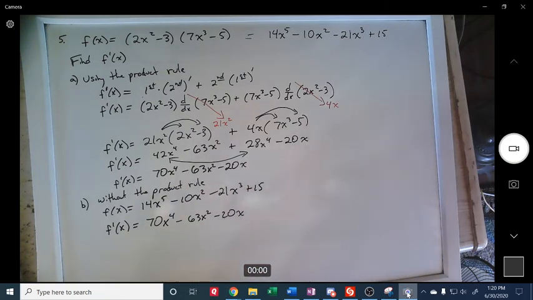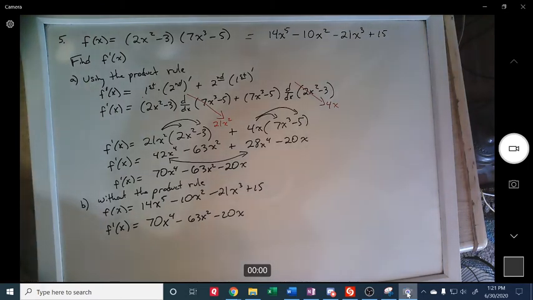And this is why when I first introduce a new concept, I usually pick a problem that can be done in more than one way so that we can verify that the product rule really works. It gives us the same answer we would have gotten had we not used the product rule. Any questions? All right, let me take a snapshot of this.